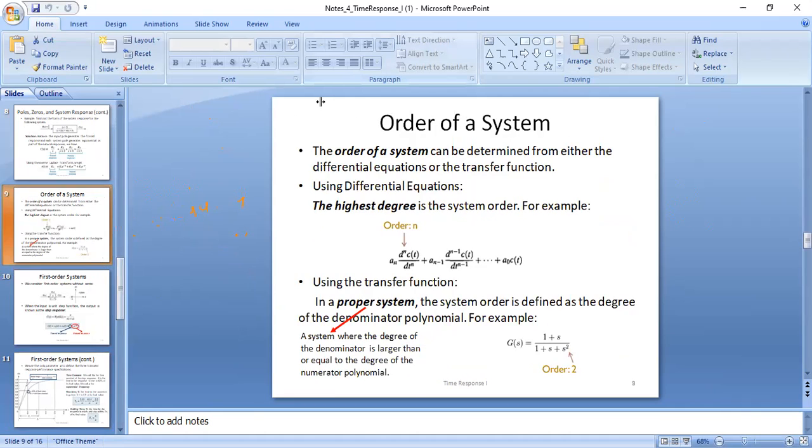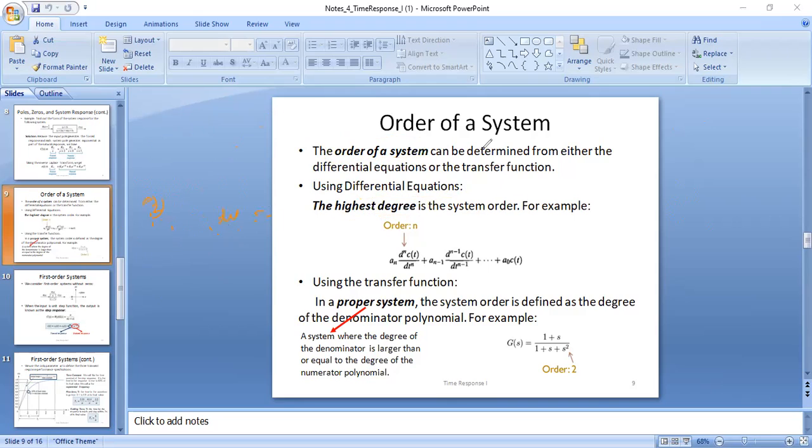Now moving to this. You know order of a system. Order is nothing but the highest degree in your differential equation. Suppose you have d square y by dt square plus 2 dy by dt equal to 0. So here, what is the highest degree? Highest degree is 2, and highest degree is nothing but the order.